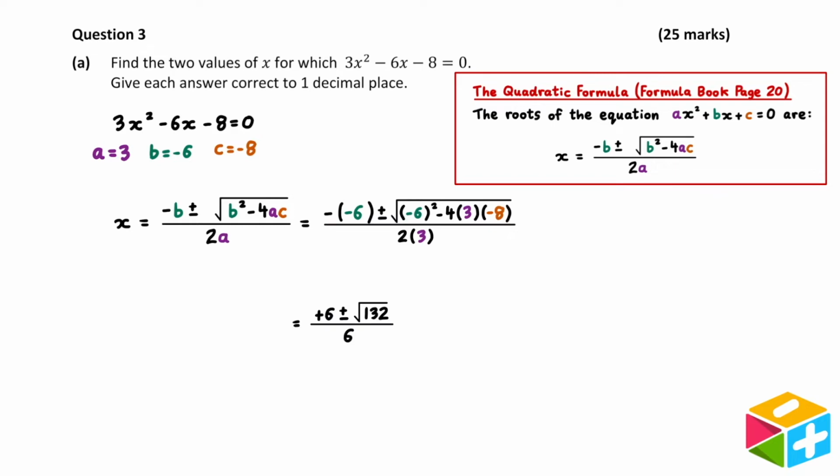At this point, we can do some simplification. Minus minus 6 is equal to plus 6. The calculation under the square root, minus 6 squared minus 4 times 3 times minus 8, comes out as 132. And beneath the line, 2 times 3 is 6.